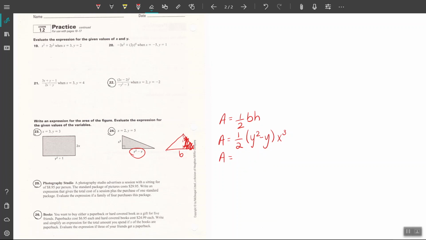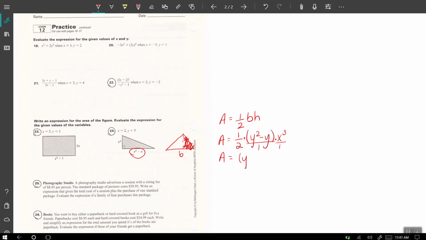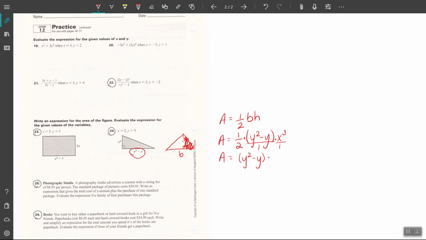Just erase this part. I think it'll be easier if we just multiply all three of these together. If we multiply the numerators together, so really we've got 1/2 times this parentheses. I could put that over 1 just to make it a little easier to see. And then we're also multiplying it by that x cubed. I'm just putting those multiplication signs in there so you can see the individual terms there. We're going to multiply all those numerators together. So that will give us 1 times y squared minus y times x cubed. And then that new denominator is 2 times 1 times 1, which would give you 2.